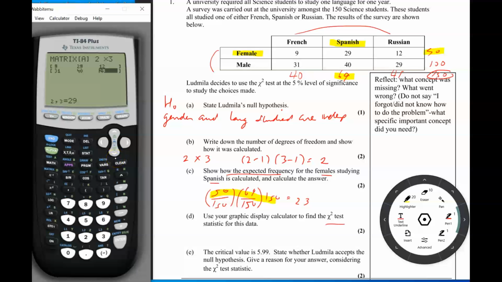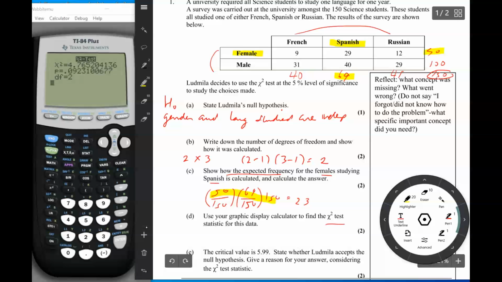So I have 9, 29, 12, and 31, 40, 29, and now I can run the chi-squared test on that. I go stat tests chi-squared, which is option C, chi-squared test, and I'm going to say that my observed matrix is already programmed into matrix A, and my expected matrix is B. It's going to fill in my expected values there, and my chi-squared value is 4.77. Okay, and just for later use, the p-value is equal to 0.0923.